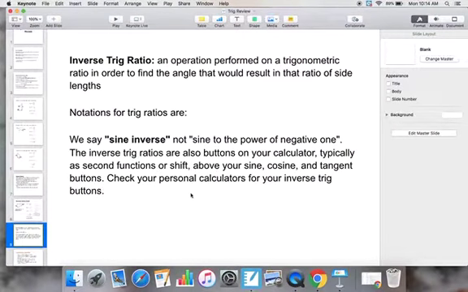Like I said, it's your inverse trig. It's not sine to the -1. It's not an exponent. It's just a separate button because you're telling it to do the opposite operation. Okay?